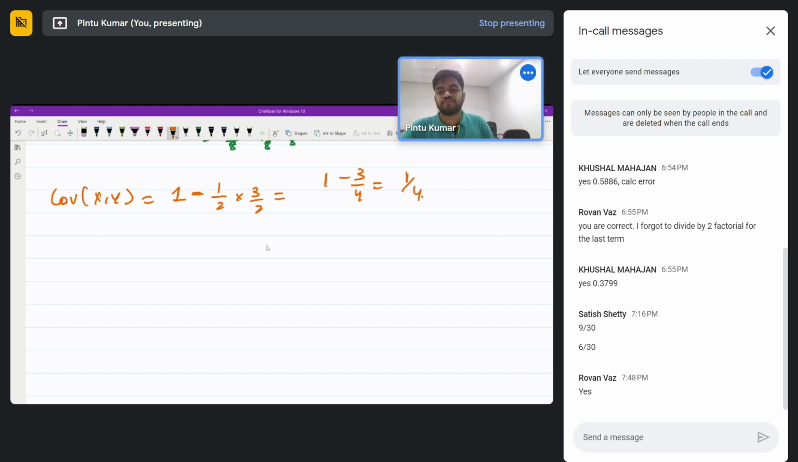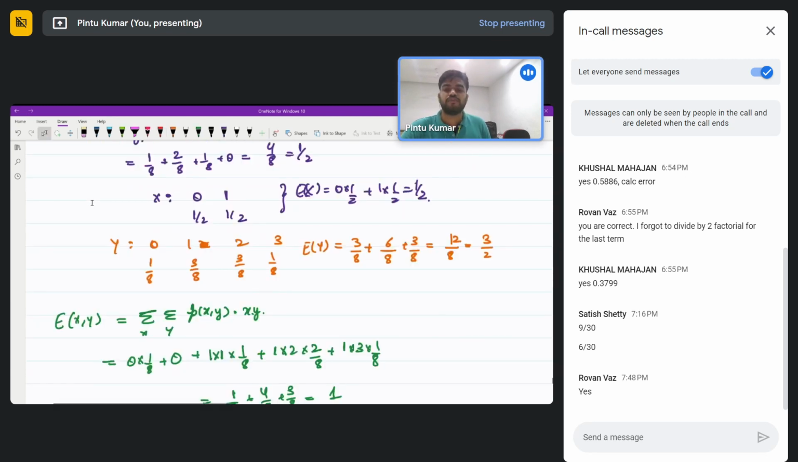Now, in order to get the correlation between x and y, this is covariance of xy divided by square root of variance of x into variance of y. So let's calculate variance of x and variance of y.